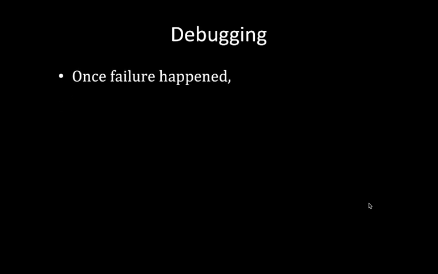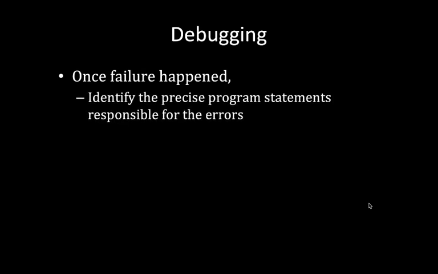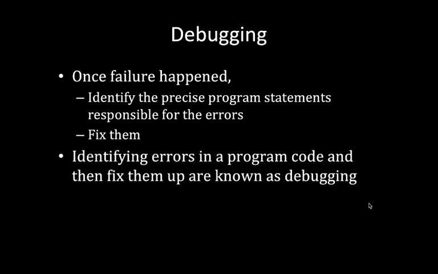After a failure has been detected, it is necessary to identify the program statements that cause that error, and which statements are responsible for that error. We have to identify those precise program statements. Then only we can correct those errors. So we try to identify the correct set of statements which cause that error and we try to fix them. This process is known as debugging. Identifying the errors in a program and then fixing them is known as debugging.